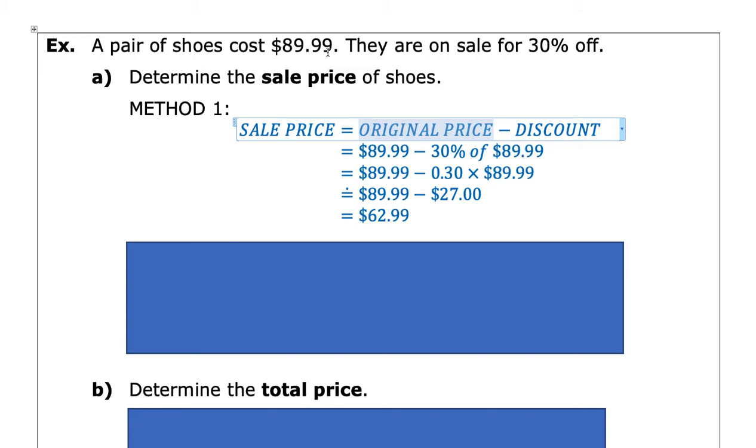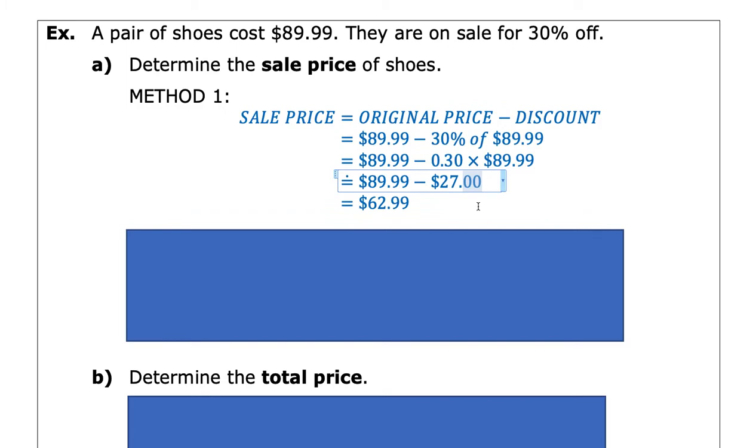The original price is $89.99. The discount is 30% of $89.99, and we can determine that on the next line. That's 0.30 times $89.99. When we calculate this using a calculator, we find that it is $27. When we subtract, we end up with our sale price. Notice that the dot above the equal sign just indicates that we've rounded this calculation to the nearest cent. Because we're talking about money, our answer should have 2 decimal places.